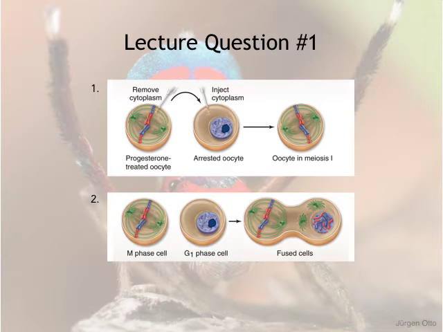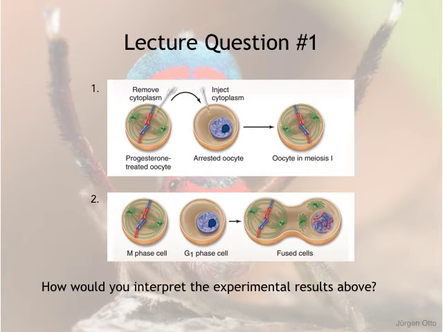Here's another example. You take a cell that is undergoing mitosis, in M phase, and you fuse it together with another cell. Sometimes this happens if you put two cells very close together and destabilize their membranes, they can fuse together. And right after fusion, the cell that was not dividing is going to start dividing. So how would you interpret the experimental results shown here?